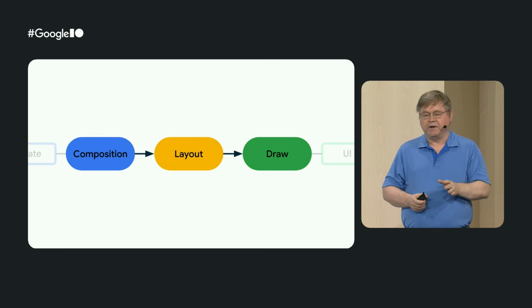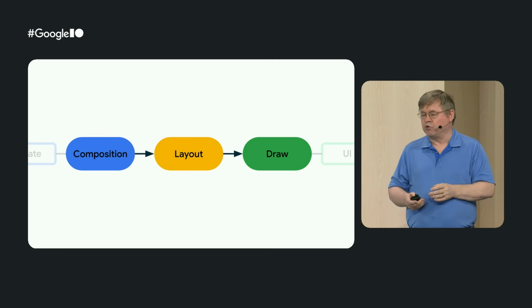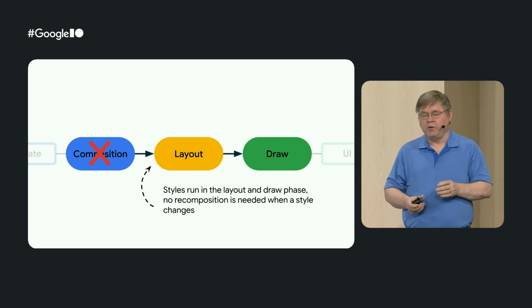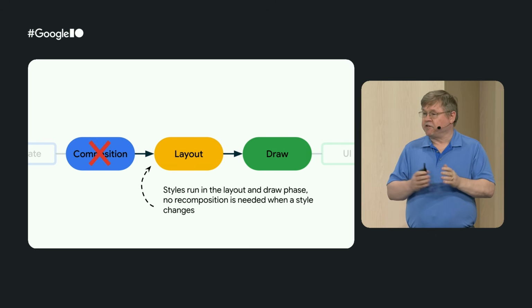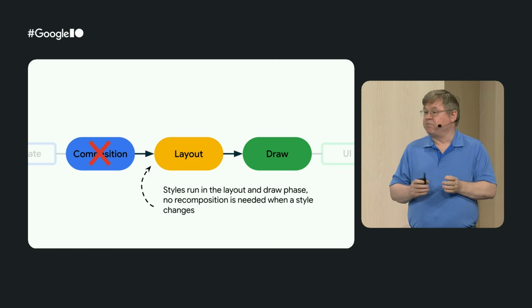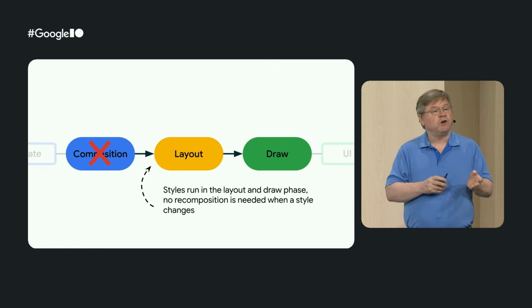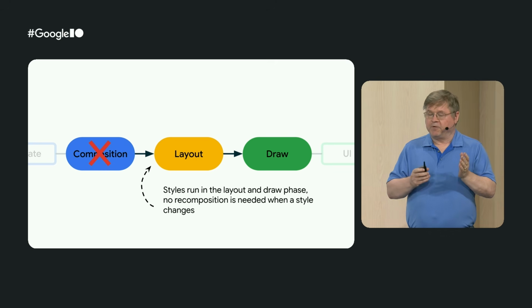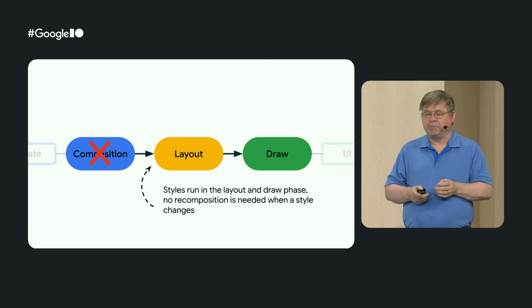Styles are a modifier that only affects layout and draw. When a layout property such as content padding changes, only layout and draw run. If a draw property such as background changes, only the draw phase runs. For the benchmark above, only the draw phase was running to update the next pixel.